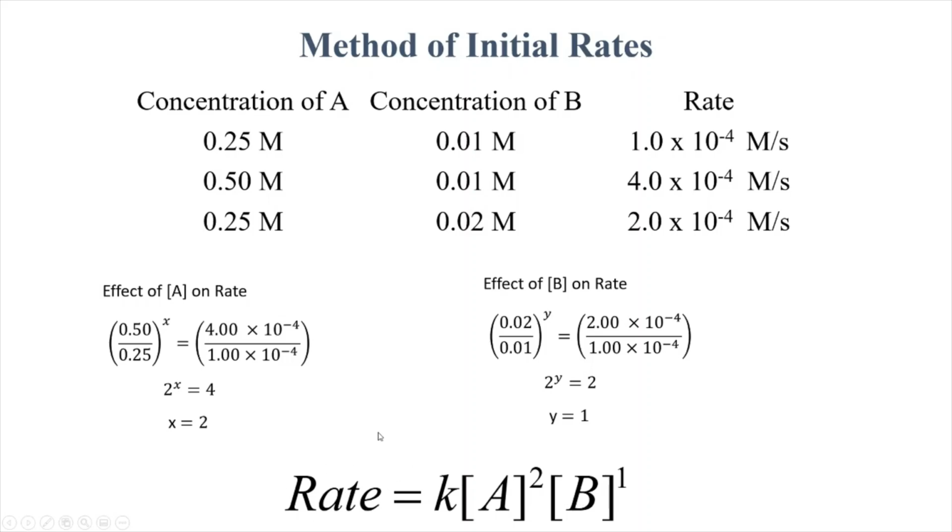So this is kind of just a review from what you did in lecture. But this gives an overview of the method of initial rates and how we get both the orders and the value for K.